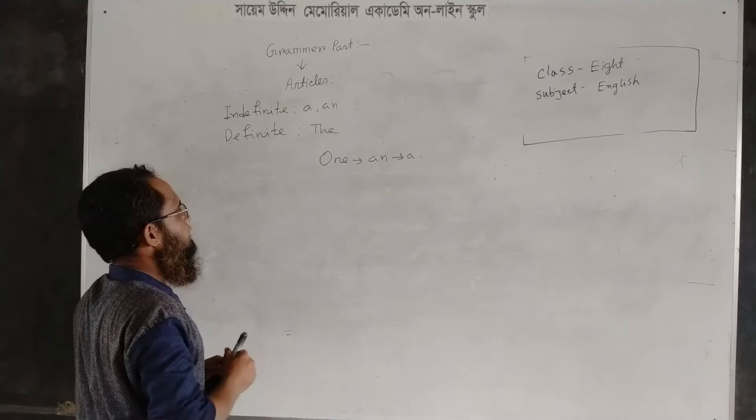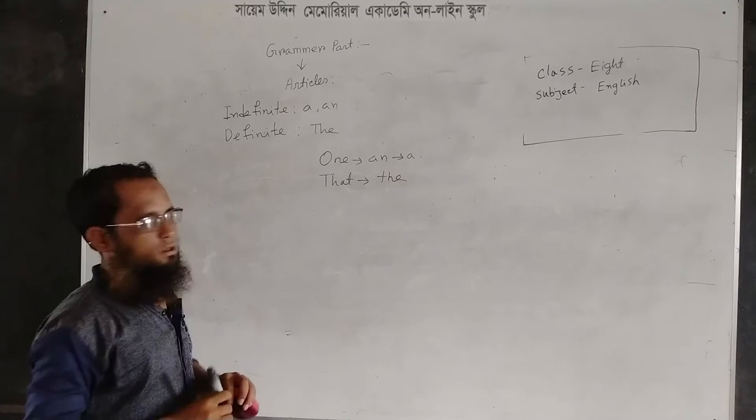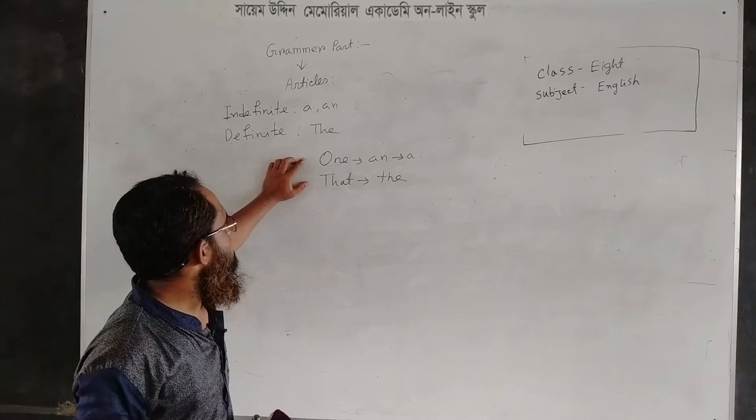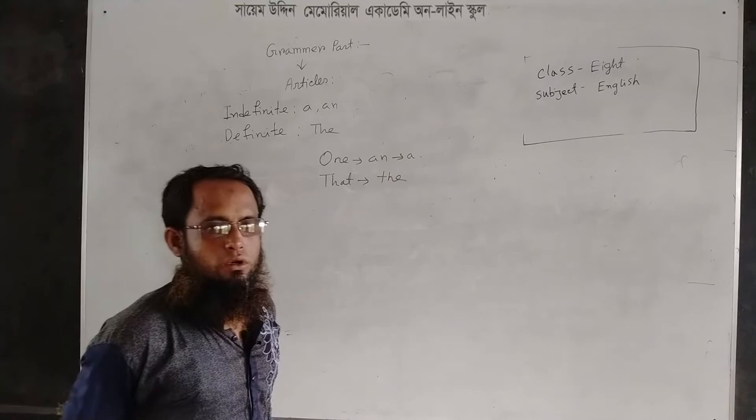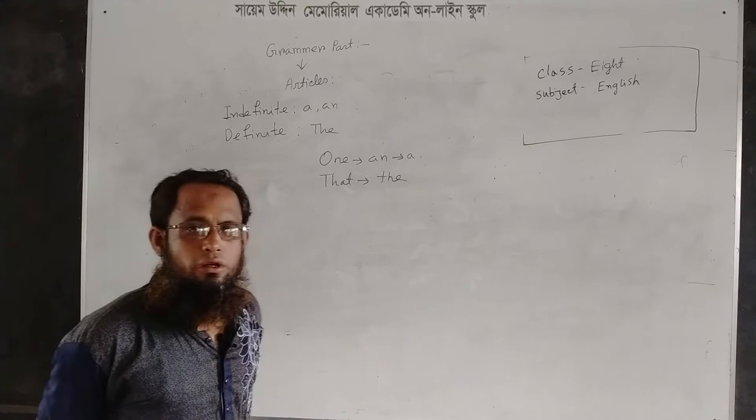Now the second, the definite article, the. This has come from the word that. So dear students, the origin of the three articles are one and that. Now we learn how you use these articles. Generally, an article is placed before a common noun.